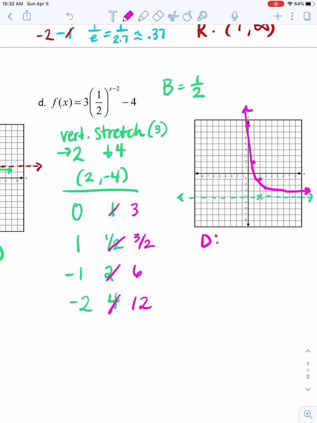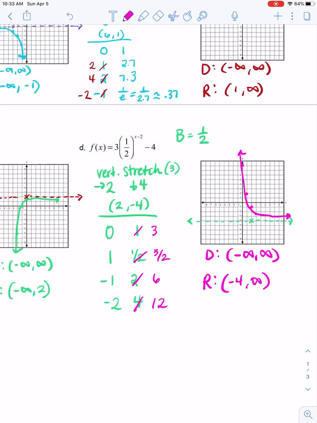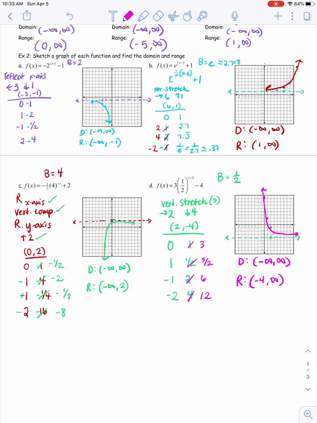Domain and range. Range. So it's been shifted down 4, no reflections. So from -4 all the way to infinity. And there you have it.